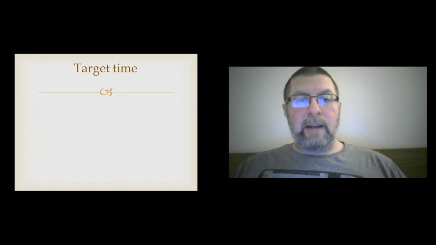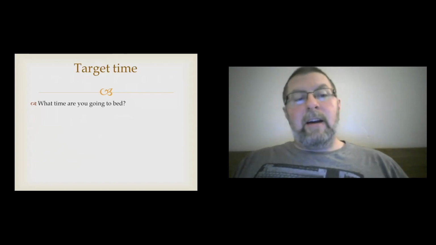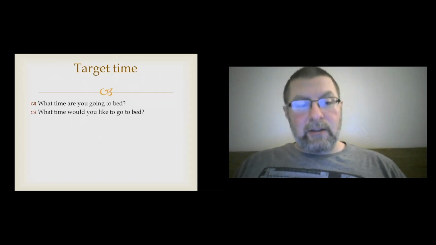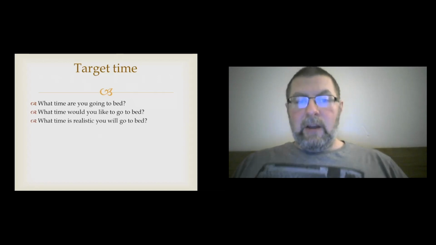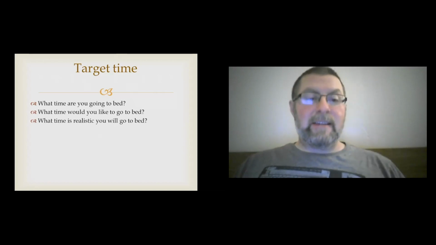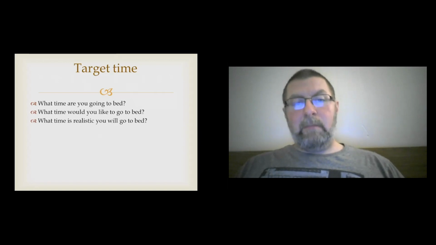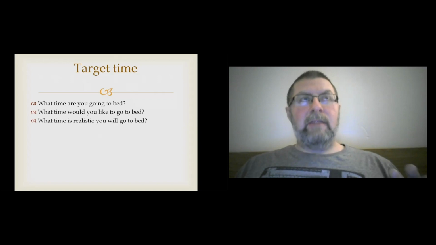So the first thing we look at is a target time. What we mean by the target time is what time do you want to go to bed? And it's important that when you think about this, it's what time would you like to go to bed? And another consideration is what time's realistic for you to go to bed. So you may want to go to bed at 10 o'clock, but realistically, you won't really be able to get to bed until about 11. So it's important for you to identify what time is realistic for you.